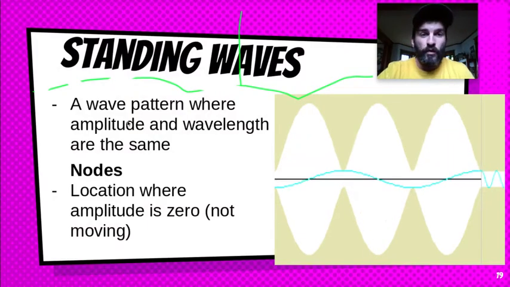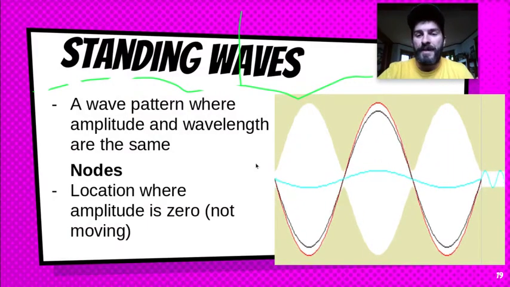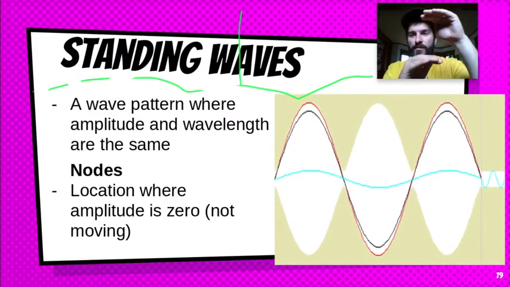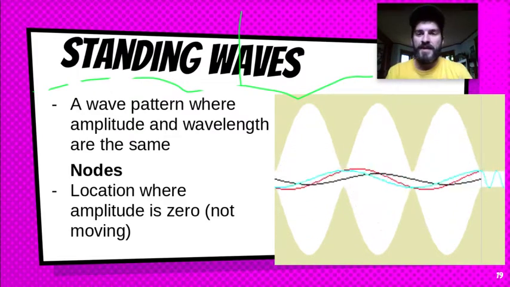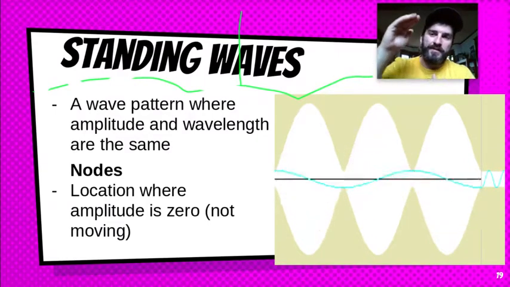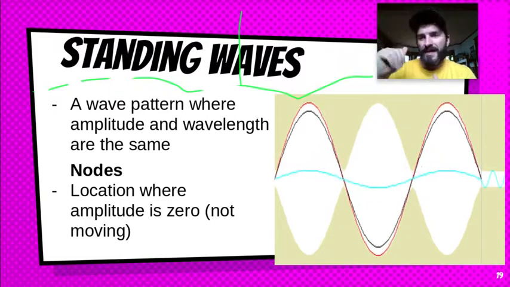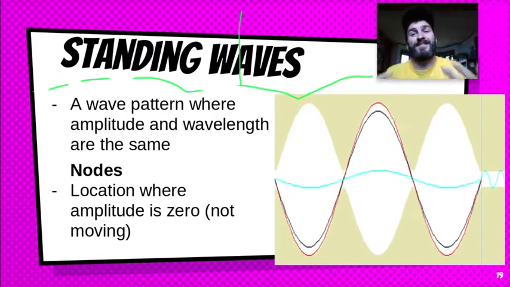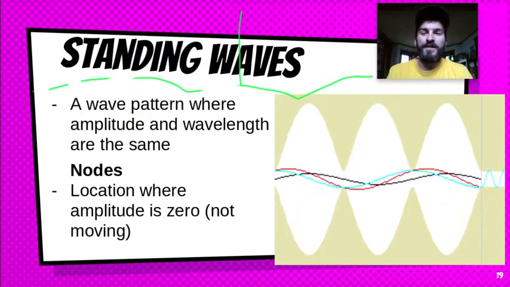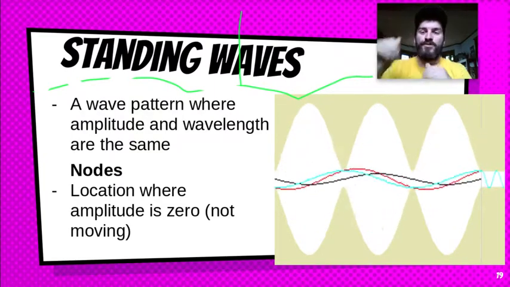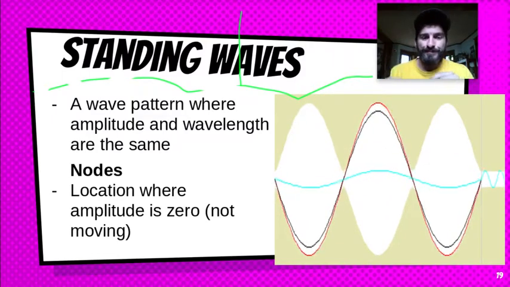Standing waves, a wave pattern where amplitude and wavelength are the same. So if my energy, the height of my wave, is the same as the length of my wave, you get this appearance that the wave is staying in one location, that it's not moving. When it actually is, you just can't see it happening because of the characteristics of the wave. The wavelength and the amplitude are exactly the same.